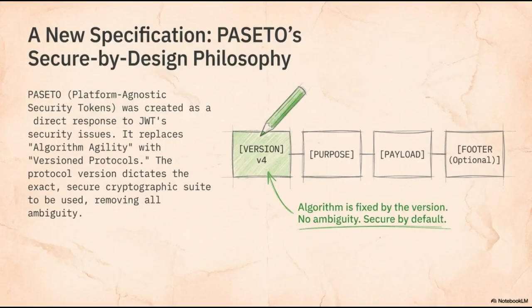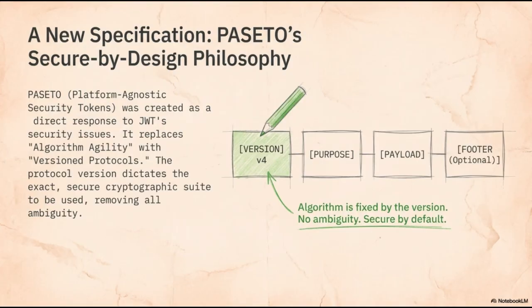Now, let's look at a newer specification, PASETO, which stands for Platform Agnostic Security Tokens. PASETO was designed as a direct response to the security vulnerabilities often found in JWTs. The core of its secure by design philosophy is the move from algorithm agility to versioned protocols. In older standards, the token itself could choose which algorithm the server should use, which often led to critical exploits.